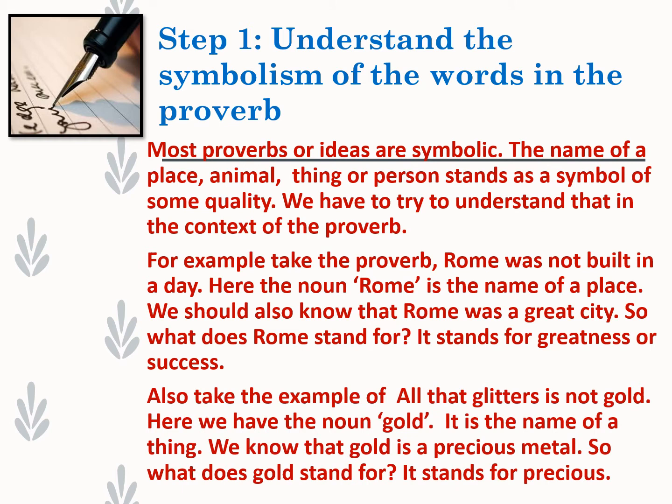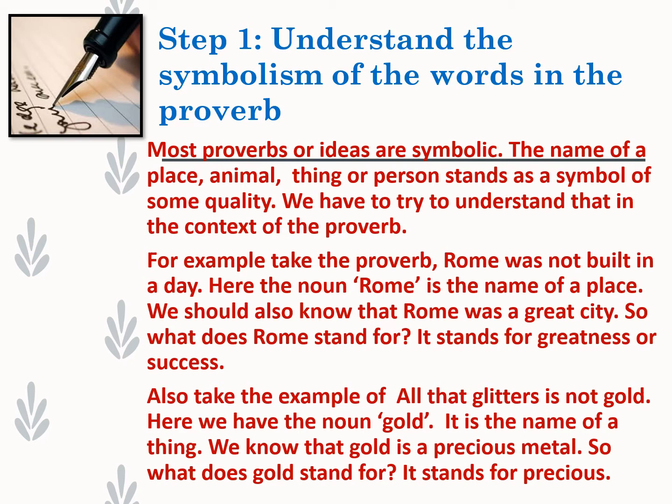Also, there's an example of another proverb, all that glitters is not gold. So here the noun is gold. It is the name of a metal. Gold is a precious metal. It is a common noun. And we know that it is very expensive. So now, in this proverb, what is the meaning of gold? The real meaning is that all that shines or glitters is not expensive or not precious.